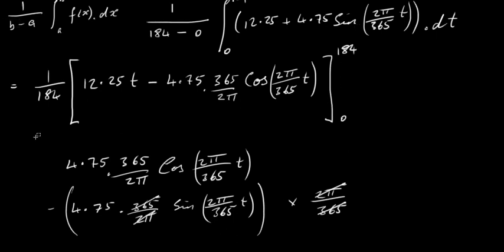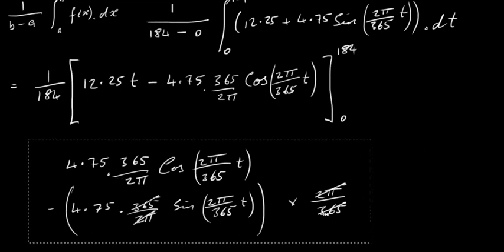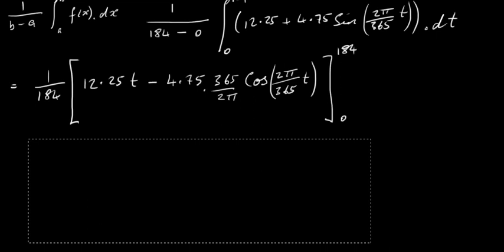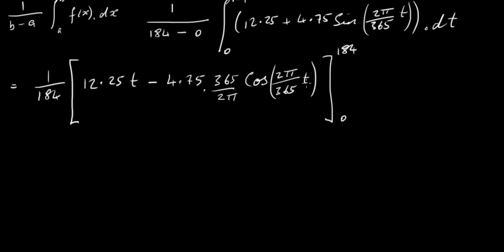Right, let me just get rid of that and continue on with the question. So we have all of this to do now, so let's see. We have 1 over 184. Now what we have to do now is substitute in the 184 and the 0 and subtract them. So this is going to be quite big.